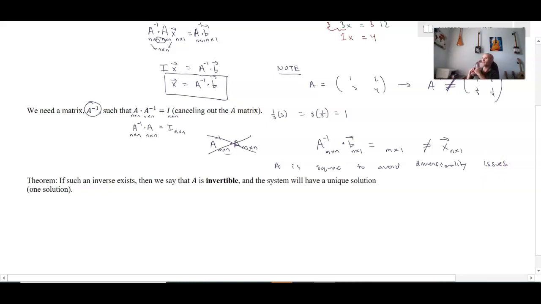Now here's a key result from this. If such an inverse exists, then we say that A is invertible. Okay, so it doesn't always exist. We'll see when it doesn't. And the system will have a unique solution, one solution. And this is kind of easy to see if you just think about the equation that we derived to solve for x. Well, if A inverse exists, this is going to have some numbers in there. Let's just say this is a 2 by 2 system. And this will have 2 numbers in it. And when we multiply and add those together, we're multiplying and adding numbers that are determined, and so we're just going to get 2 new numbers in this product, and therefore x will be distinct.